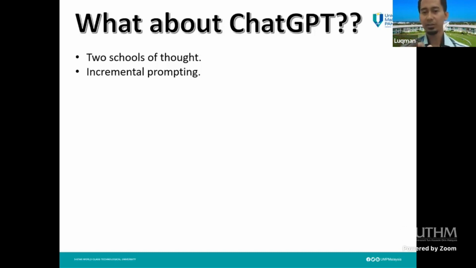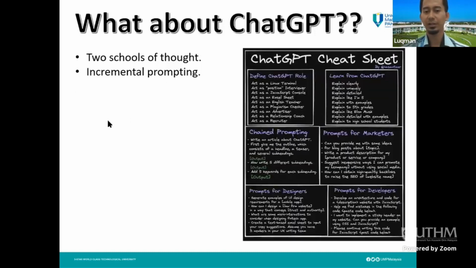But on how to use ChatGPT, you also have to understand incremental prompting. Incremental prompting means you have to give it some situational conditions in order to maximize the use of ChatGPT. I think this is available on the internet, for example a ChatGPT cheat sheet. So you have to define the ChatGPT role first. You want it to act as what? A consultant or an academician? So it will fine tune its responses.